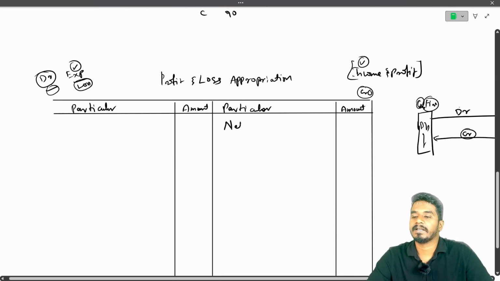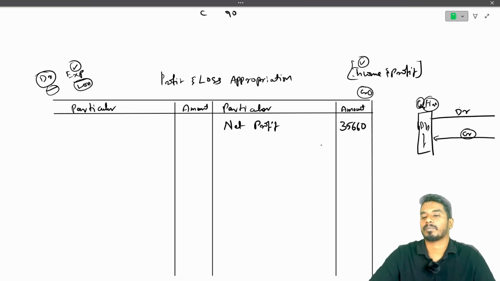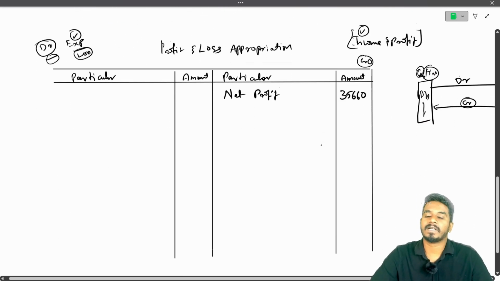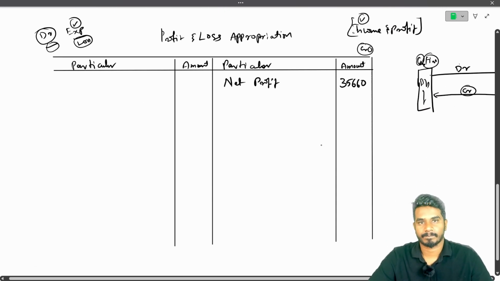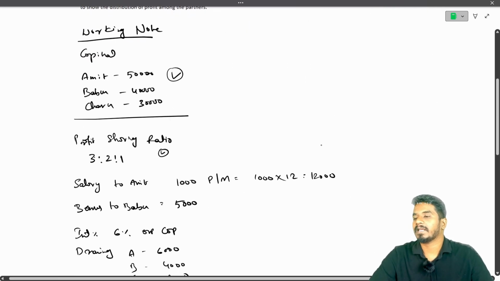So we'll write net profit, 35,660 rupees. Once again, we'll recheck. Yes, that is the profit given in the question. Fine. So remaining everything we have taken a note.